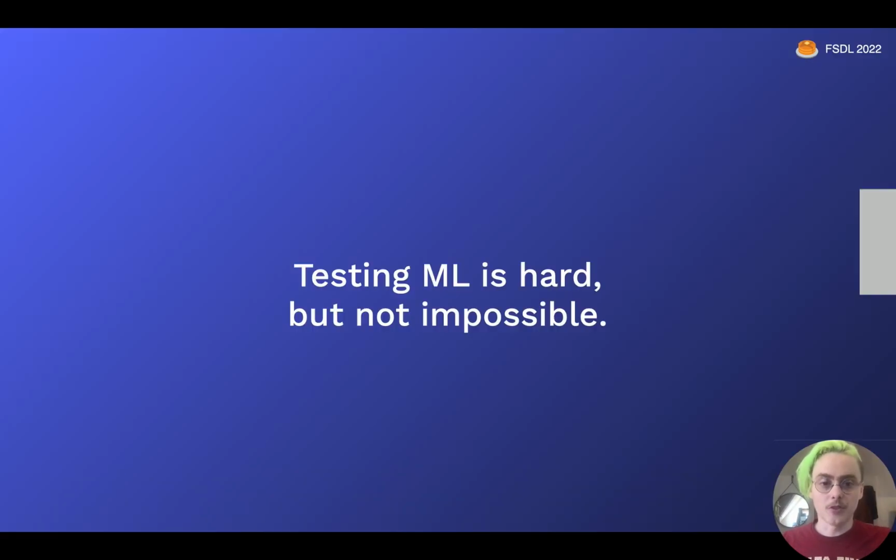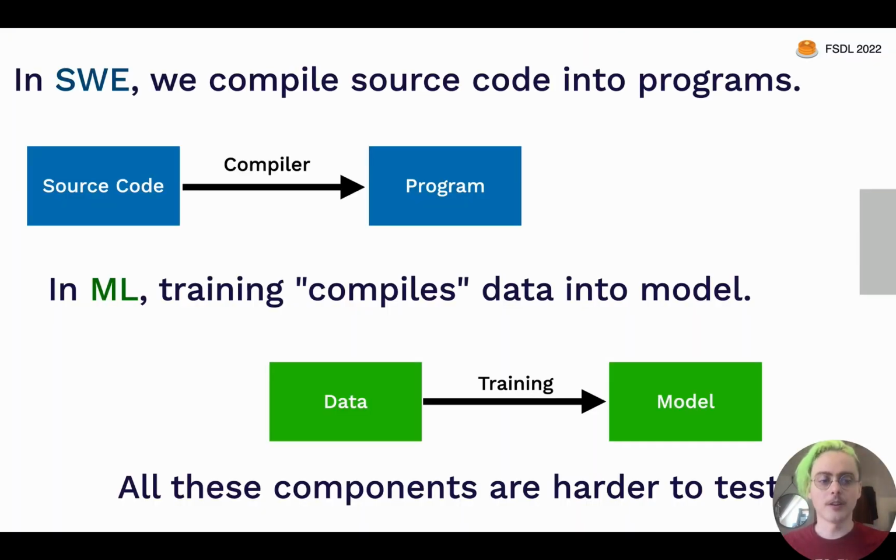So why is testing machine learning hard? Software engineering is where a lot of testing practices have been developed. And in software engineering, we compile source code into programs. So we write source code, and a compiler turns that into a program that can take inputs and return outputs. In machine learning, training compiles, in a sense, data into a model. And all of these components are harder to test in the machine learning case than in the software engineering case.